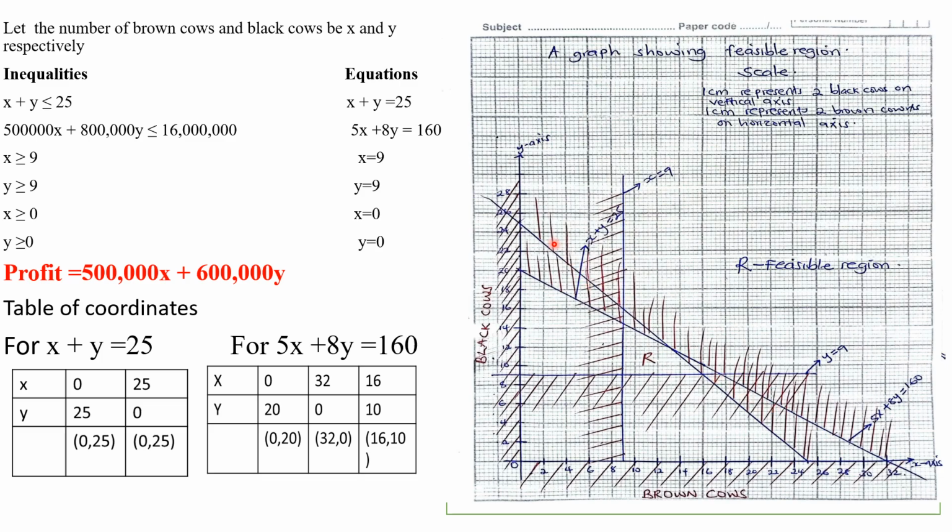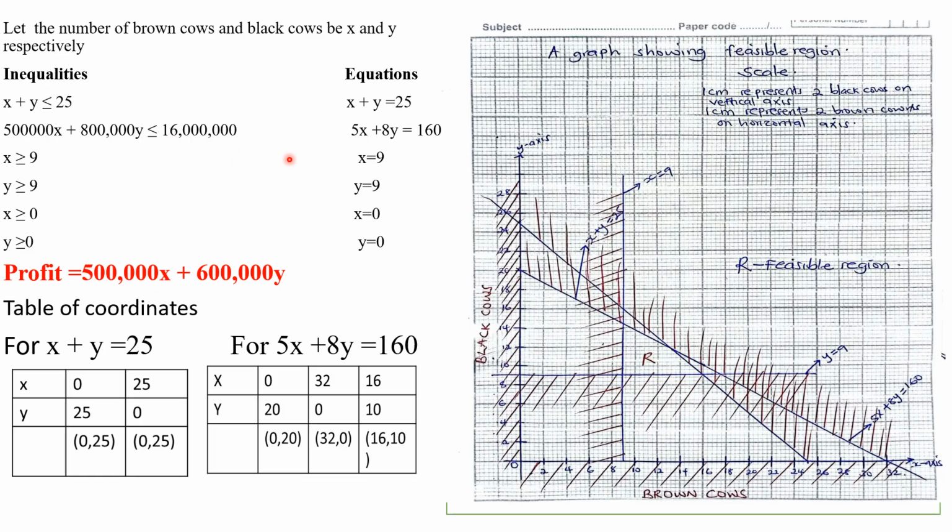When it comes to shading, students are encouraged to use, in most cases, 0, 0 as the testing point. I come here and I say that x plus y is less than or equal to 25. So 0 plus 0 is less than 25. True? Yes, 0 is less than 25. So we shall not shade this region of the origin. So I'm going to shade above.